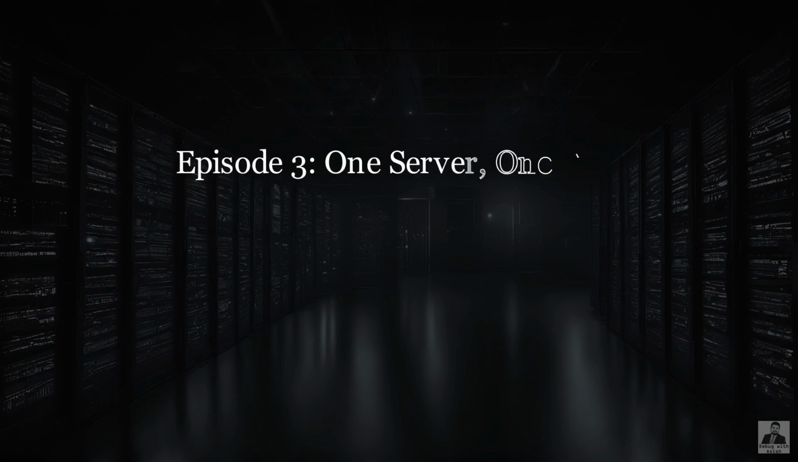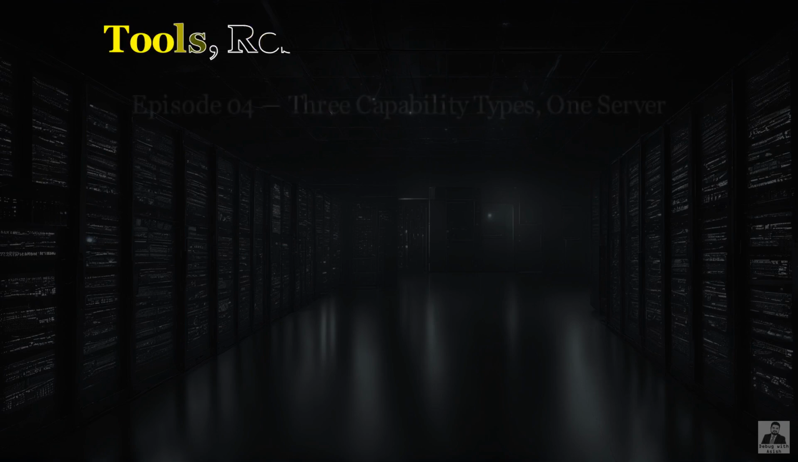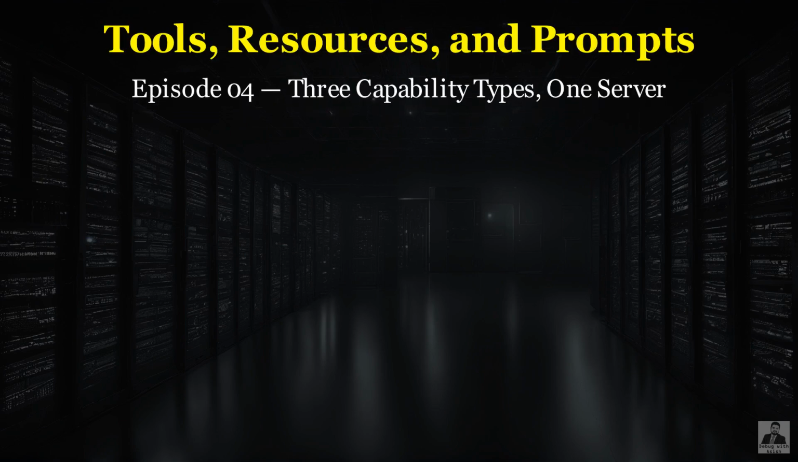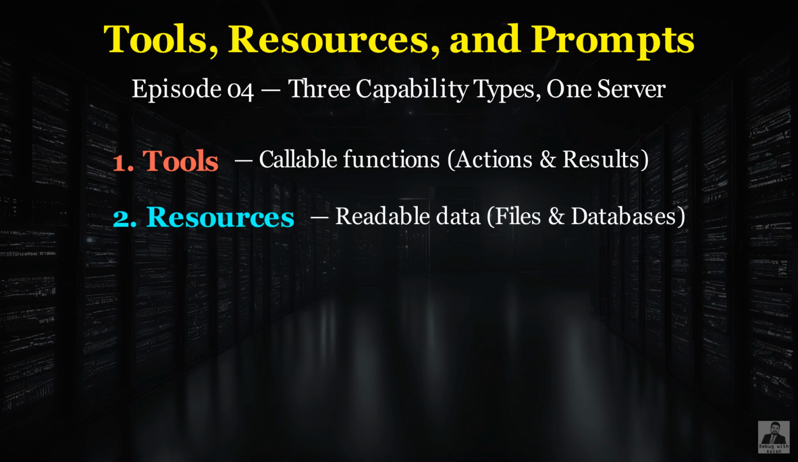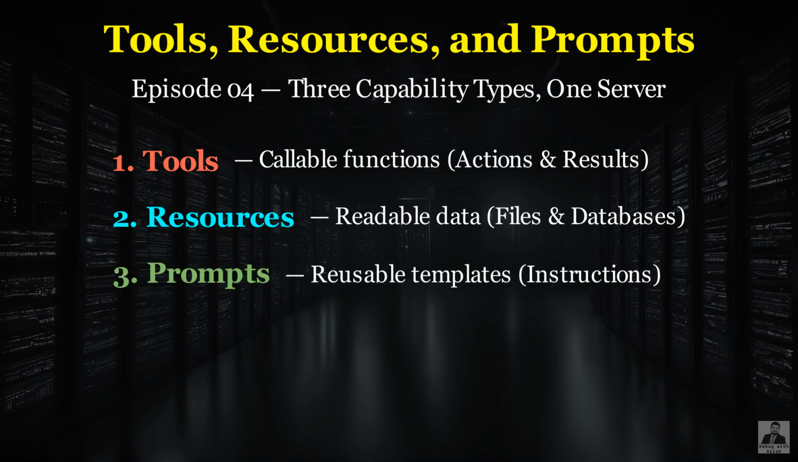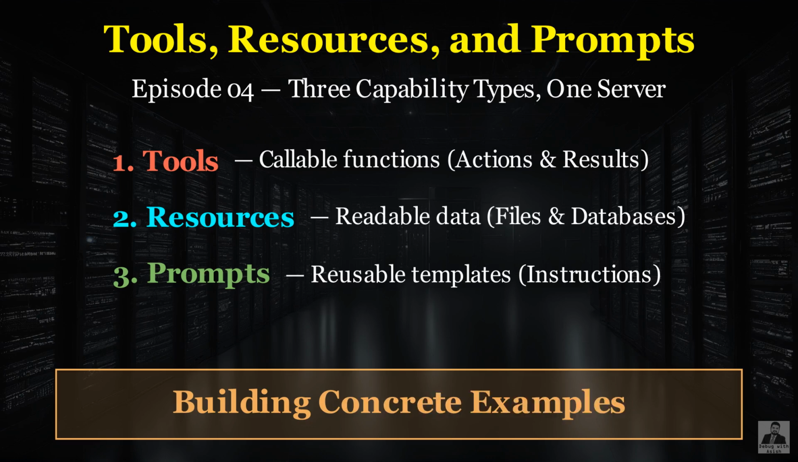In episode 3, we built a server that exposed one tool, but MCP servers can expose 3 distinct types of capabilities. Tools are callable functions that perform actions and return results. Resources are readable data objects the model can access like files or database records. Prompts are reusable templates that inject structured instructions into the conversation. In this episode, we build concrete examples of all 3 and learn when each one is the right choice.